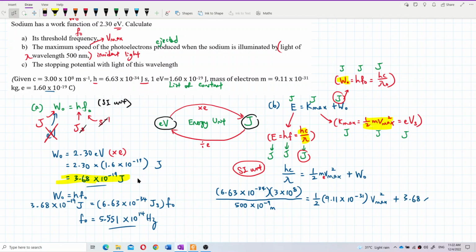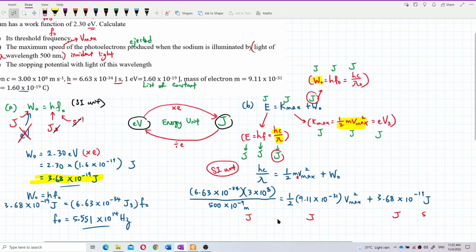3.68 exponent negative 19, this one in unit joule. Understand? Make sure all units are in joule. Okay, all in SI unit.